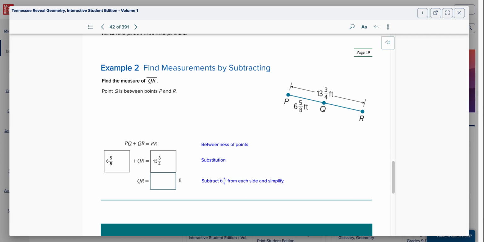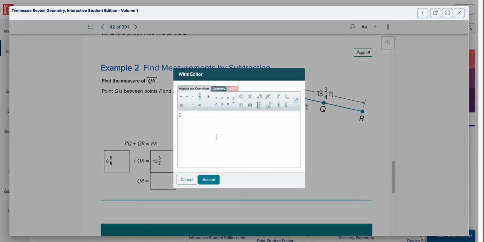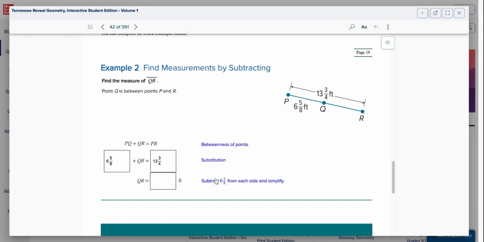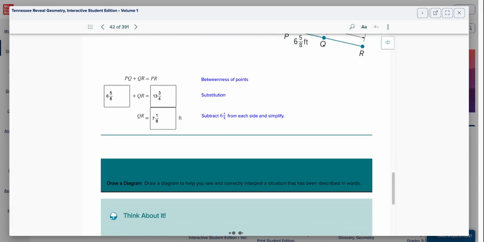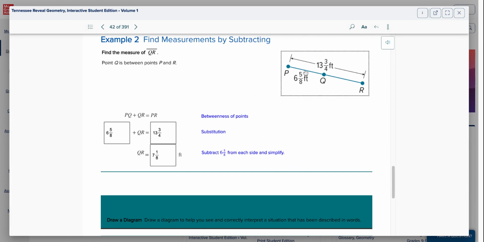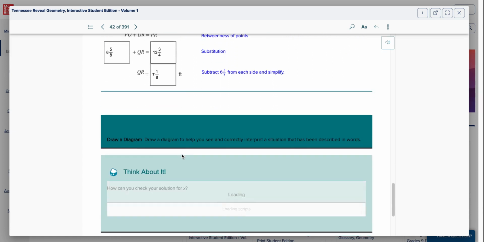If they want it as a mixed number, then yeah, change it to a mixed number. And that's going to be 7 1/8. So go here, 7 and 1/8, and hit accept. So moral of the story is, if they give you the two parts, you add them. If they give you the entire thing, you subtract them to find the other part.